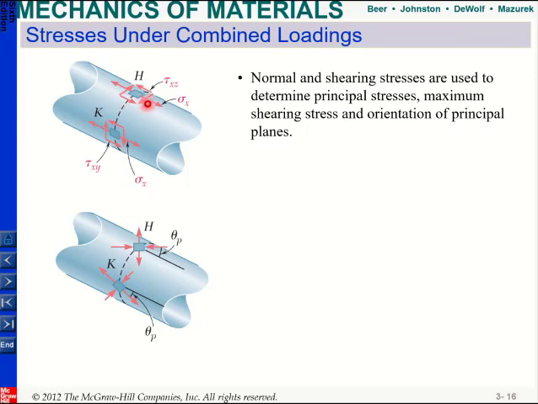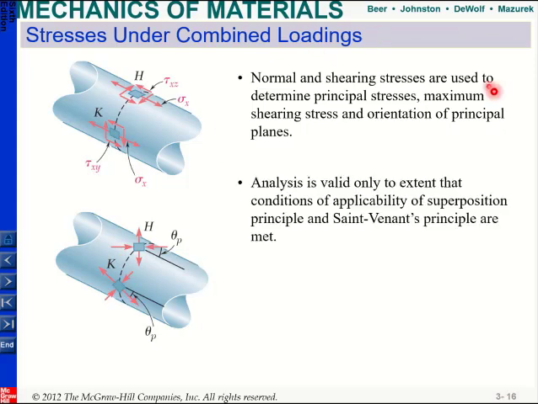And here, due to our selection of the directions, at point H I have tau xz because this direction is z, but here I have tau xy. So the indices of shear might change. But at the end, what I need to know is if you have normal stress and shear stress, you need to find your maximum stress. Our normal and shearing stresses are used to determine the principal stresses, maximum shearing stress, and orientation if it's asked.